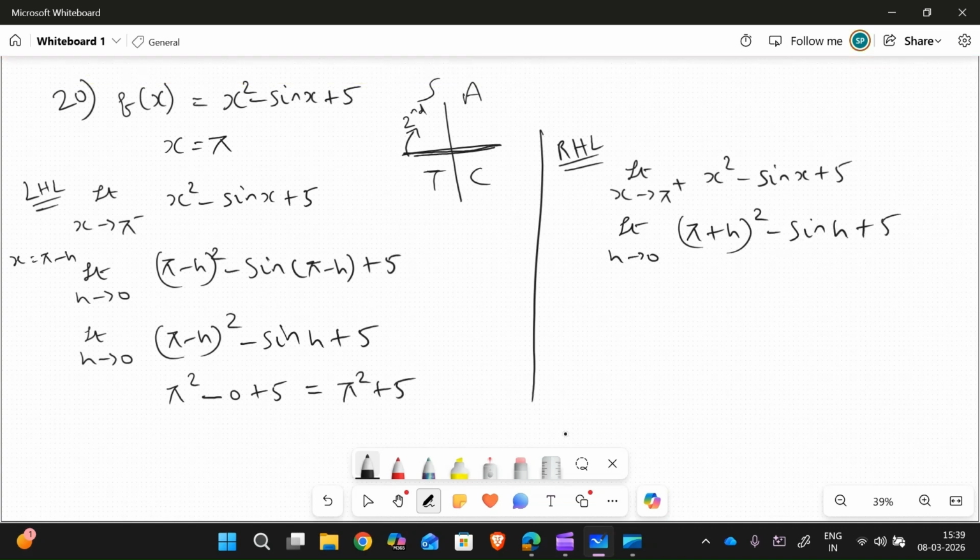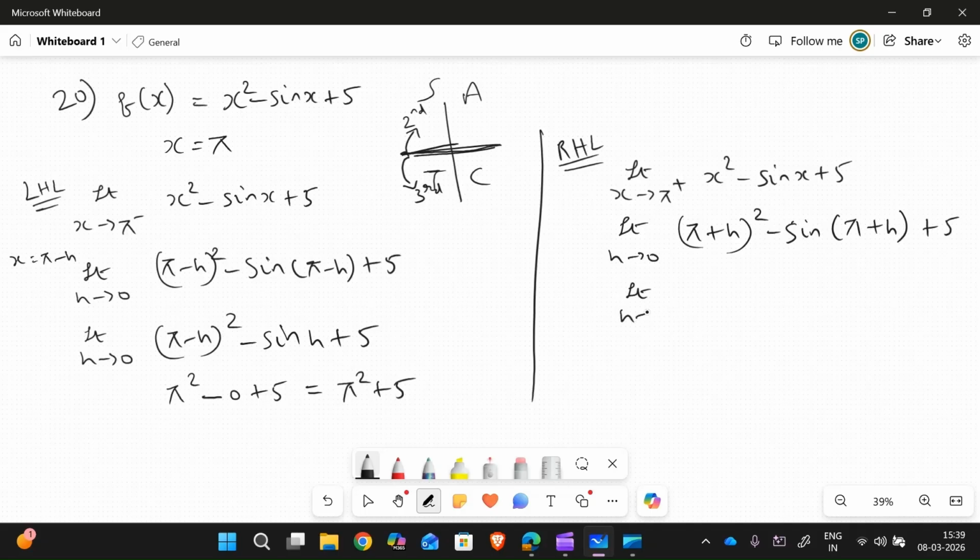Sorry, this will be sine of pi plus h. Now, what is sine of 180 plus theta? Again, 180 is here, and 180 plus theta will be third quadrant. Third quadrant sign is negative. Understood the catch? Now limit h tending to 0, pi plus h the whole square. Sin pi plus h is minus sin h. Minus and minus goes as plus. Okay? Sin h plus 5.